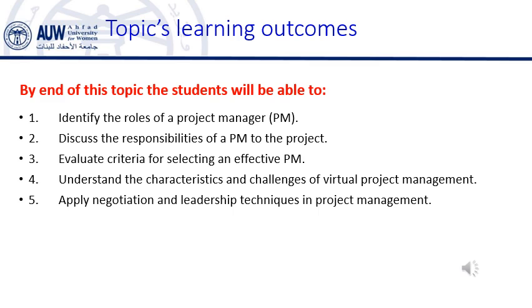3. Evaluate the criteria for selecting an effective project manager. Here, we will look at what makes a project manager the right choice for a particular project. You will learn about the key qualities and skills that a successful PM must have. These qualities include credibility, leadership, and the ability to handle stress. We will discuss how different projects might require different types of PMs. For example, a construction project might need a PM with strong leadership and technical skills, while a marketing project may require someone with strong communication and creativity skills.